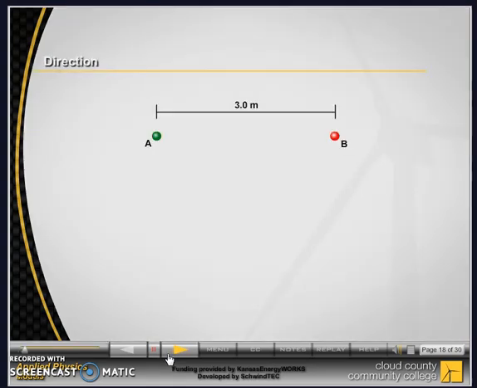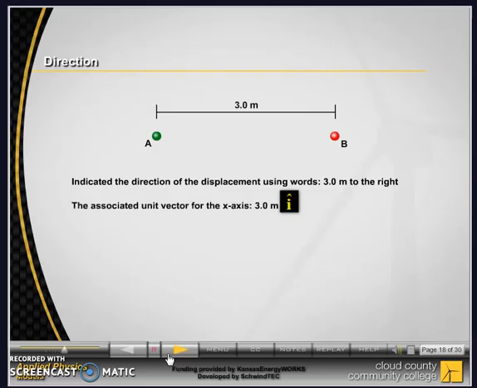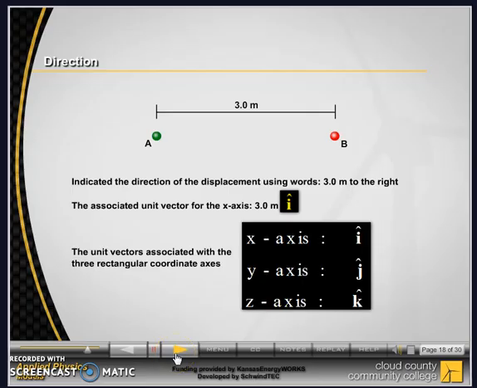Let's go back to our example of walking from A to B. We indicated the direction of the displacement using words: 3 meters to the right. We could also use the associated unit vector for the x-axis, 3.0 meters i-hat. As a reminder, the unit vectors associated with the 3 rectangular coordinate axes are shown here.